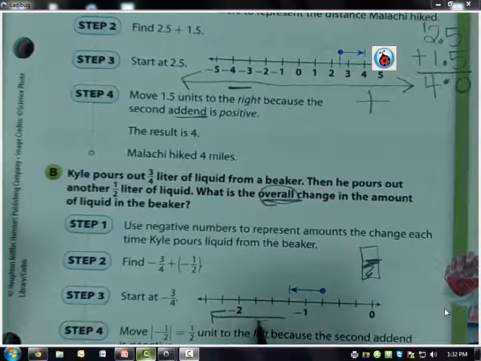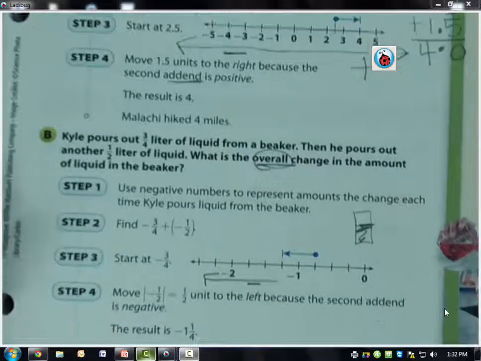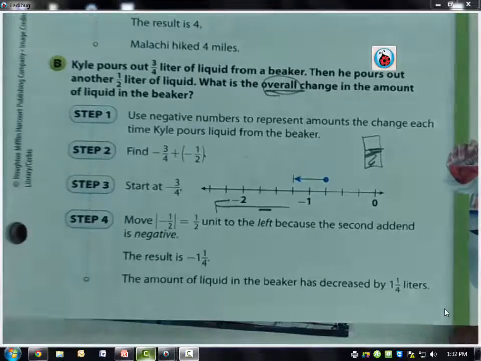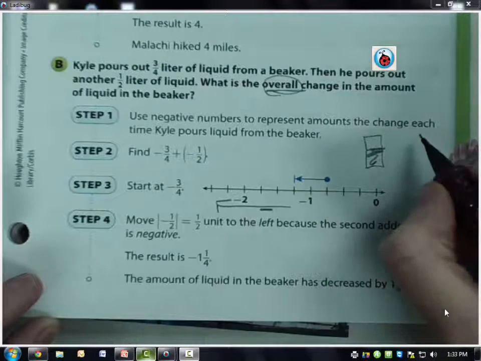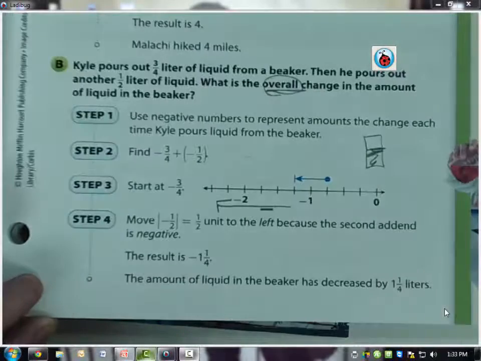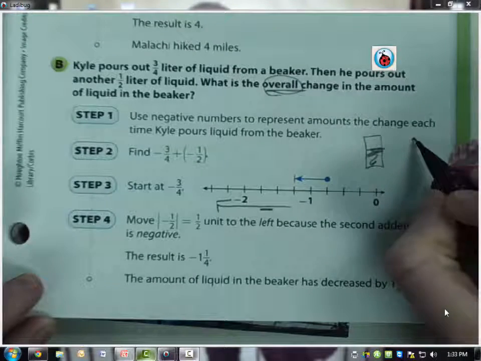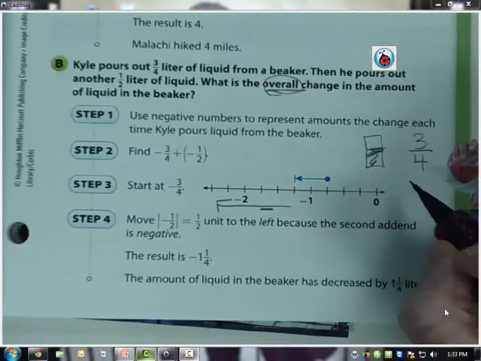Alright, now this is all review, you guys. Y'all know this. This is all what we've already done before. So we need to remember how to add fractions here. So if they're the same signs, we add. So we have 3/4 plus 1/2.